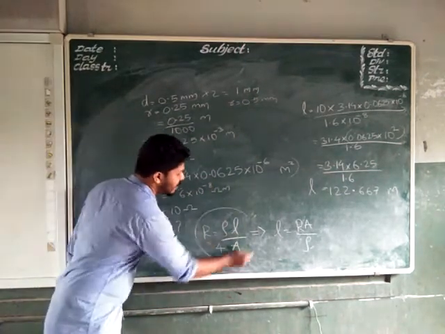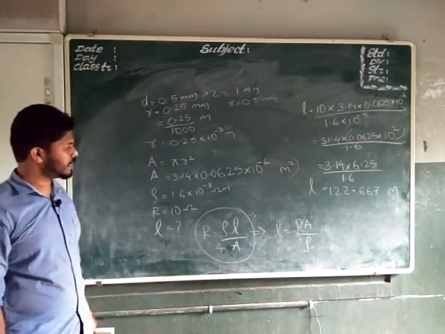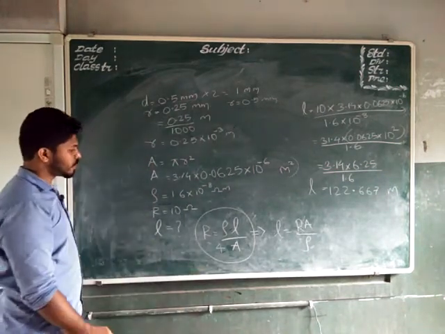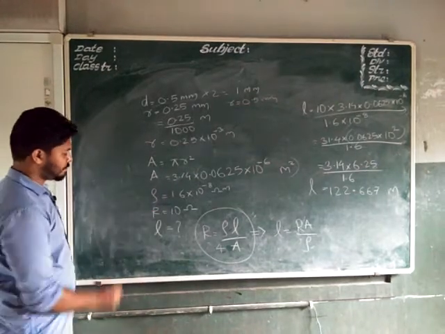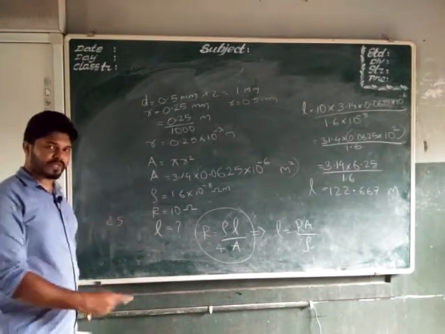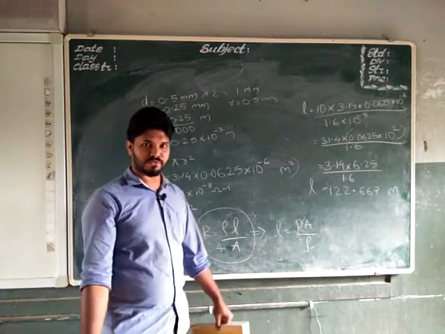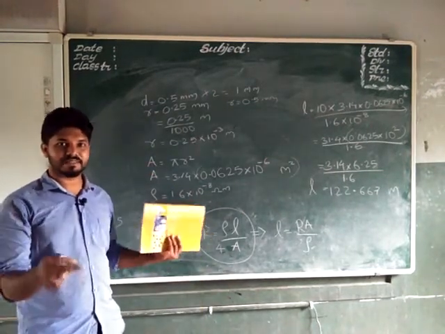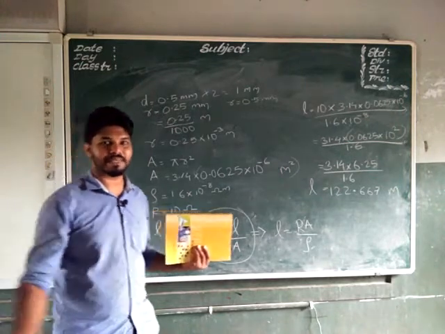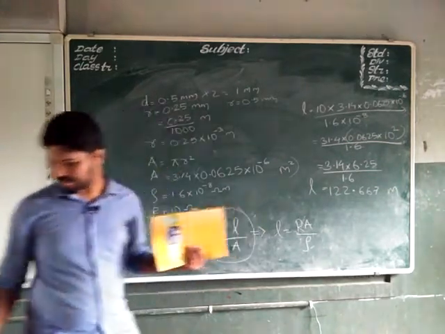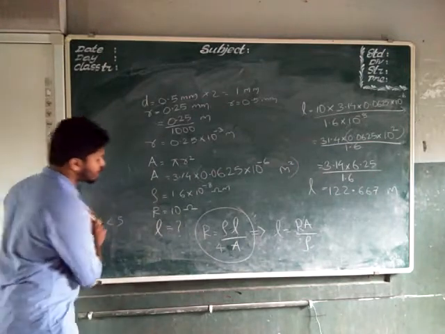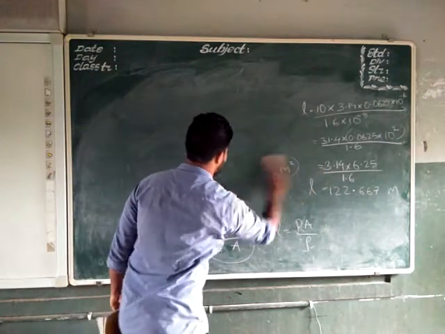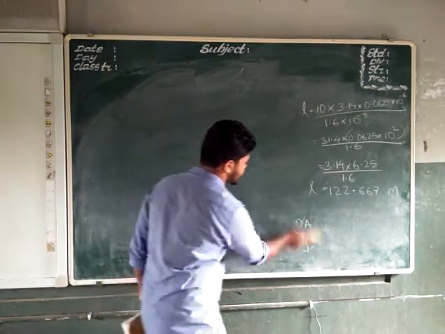Just substitute that value in the equation R equals rho L by A. So you will get a resistance value. I think it will be something around 2.5. You will get a value around 2.5. So that means the value is changed into 1/4 times. Okay, that's all. So that's about the sixth question. Now moving to the seventh question.